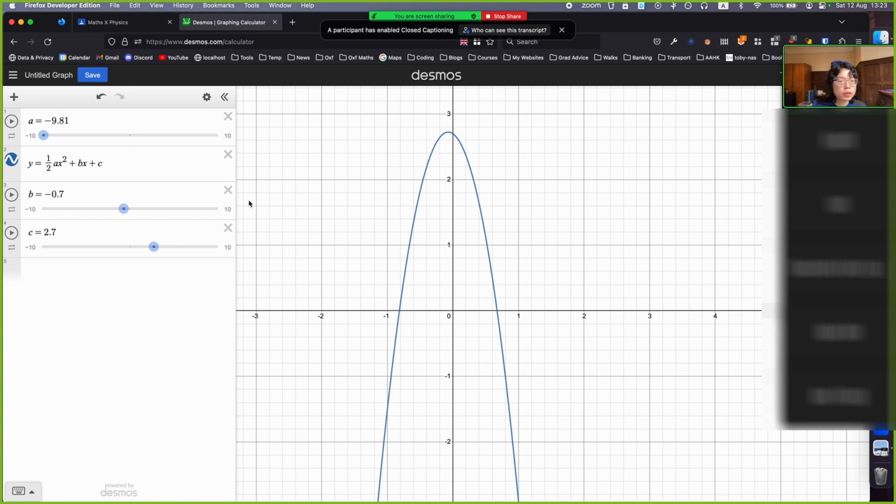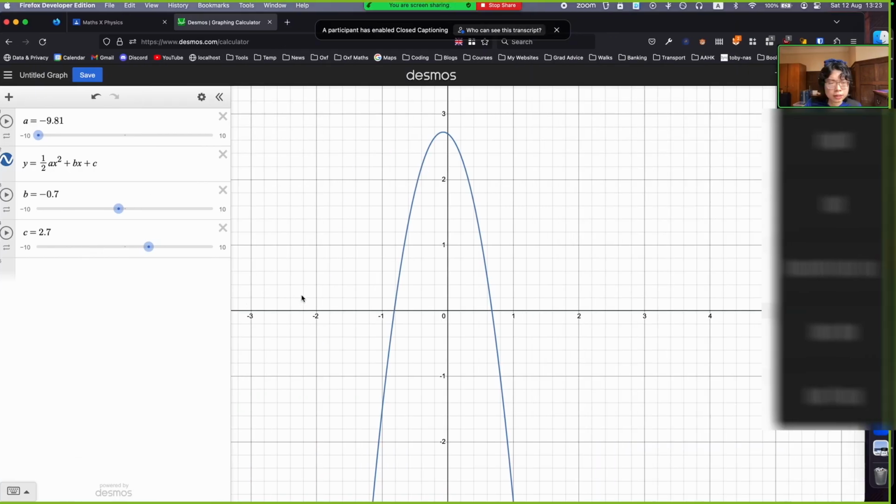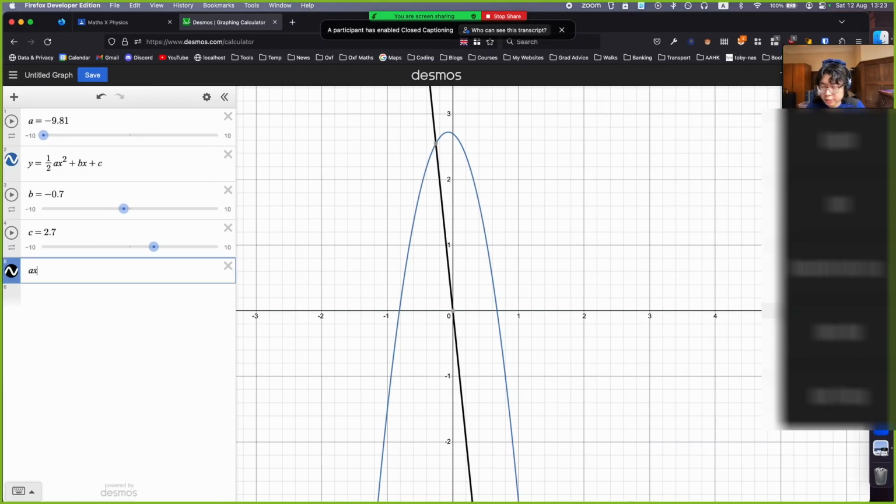And in fact, there's one more thing that we can do, which is that we can also plot the velocity and the acceleration function. So if we plot the velocity, it's going to be ax plus the initial velocity, so it's going to be ax plus b.